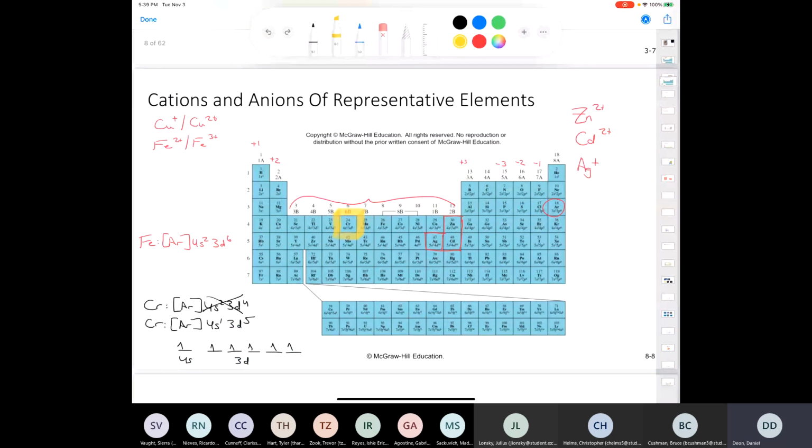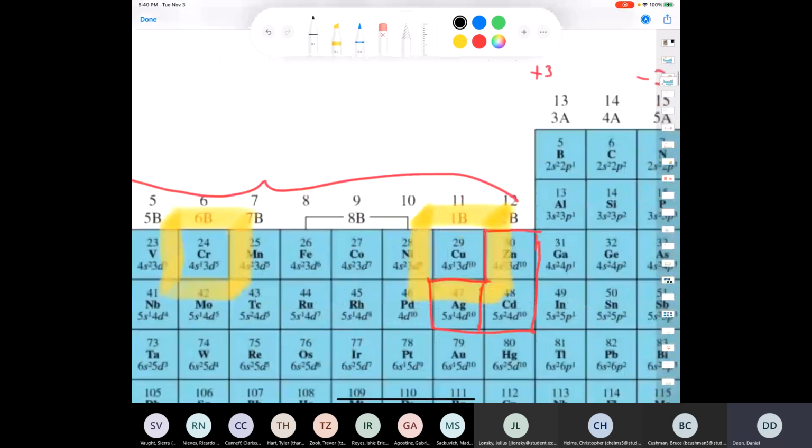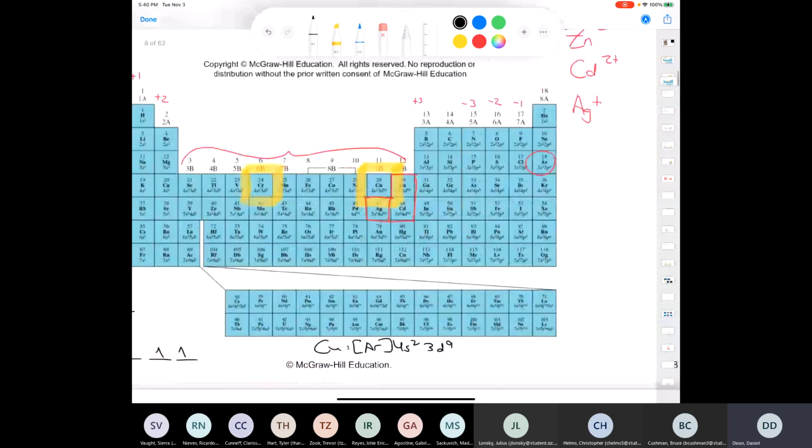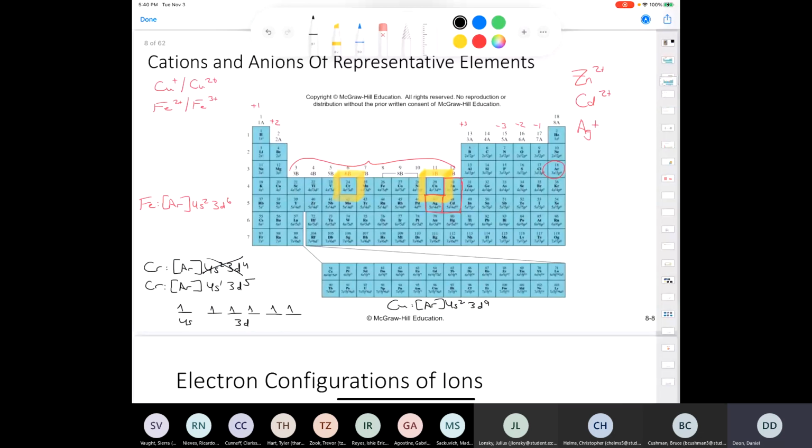There is another exception, and that's copper. Okay, if we write out the electron configuration, I'm kind of running out of space here, but we'll write it quickly. Copper, the noble gas that precedes copper is argon, and so we would have 4s2, 3d 1, 2, 3, 4, 5, 6, 7, 8, 9, 3d9. But in fact, if you zoom in, what do you see for copper? It's 4s1, 3d10. And the rationale is the exact same as the rationale for the chromium exception.